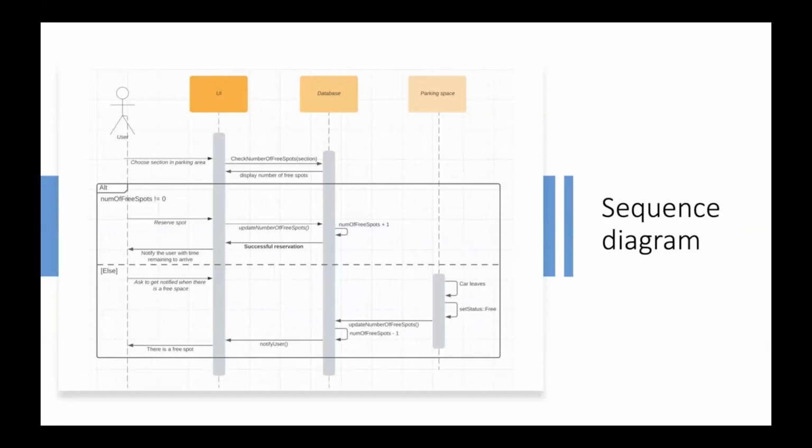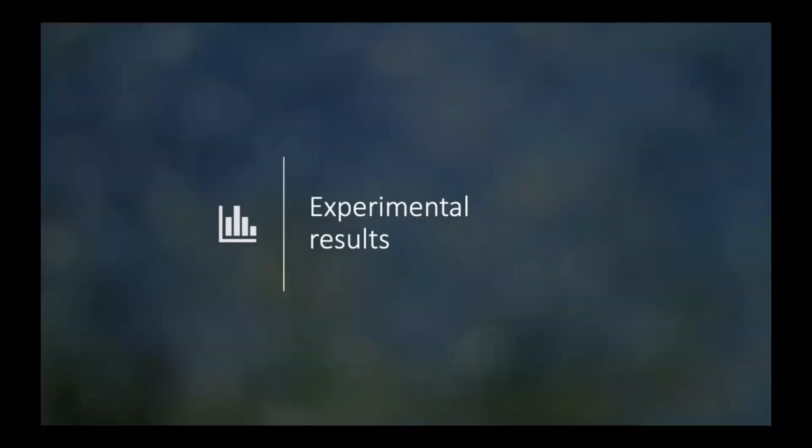Otherwise, if there weren't any free spots in that section chosen by the user, he will ask to get notified when there is a free space. And so when a car leaves, the status of that parking spot becomes free, and we update the number of free spots on the database in that specific section by incrementing it by 1. Then we notify the user that there is a free spot, so he can go reserve a spot.